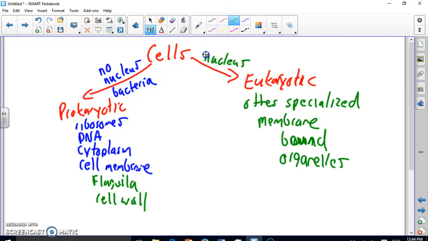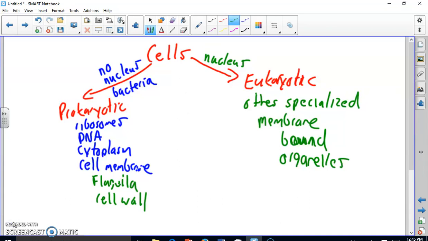Now keep in mind, they also have all the things that are over here as well. These also belong to the eukaryotic cell. Eukaryotic cells also have ribosomes, also have DNA, also have a cytoplasm, also have a cell membrane, and sometimes they have a flagella or a cell wall. But these things, plus other specialized membrane-bound organelles, things that they have that are membrane-bound, the lysosome, the rough ER, the smooth ER. Many of those are the organelles that you're researching for your homework assignment this weekend.